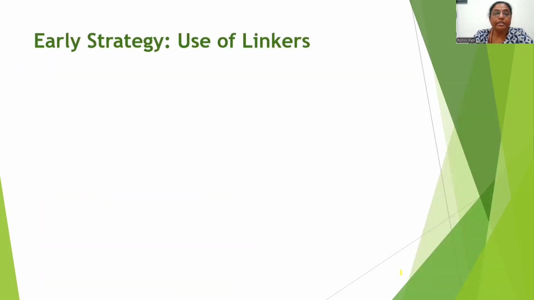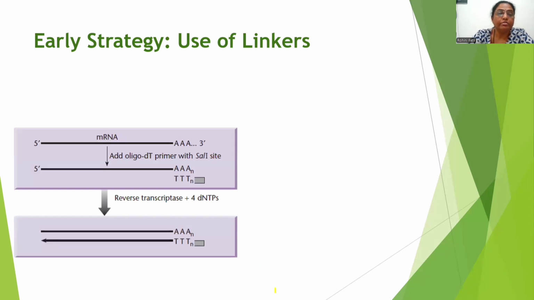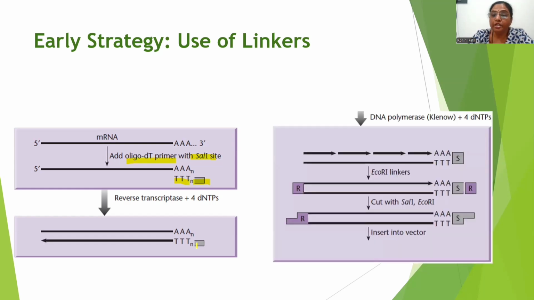Now, the next example is again of the linkers, how the linkers are used. Here it is your mRNA, and here there is a use of an oligo-dT primer, and that oligo-dT primer has a small piece of nucleotide which consists of the SalI site, that is the linker. There is a linker which is attached to the oligo dT. So when there is extension of the first strand of the cDNA, at that time the linker itself is added to the first strand of the cDNA.